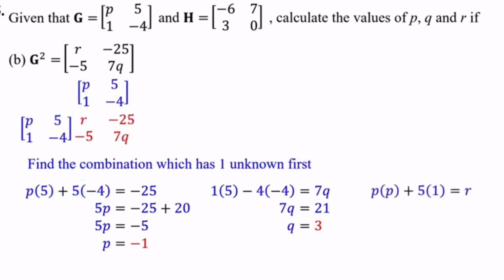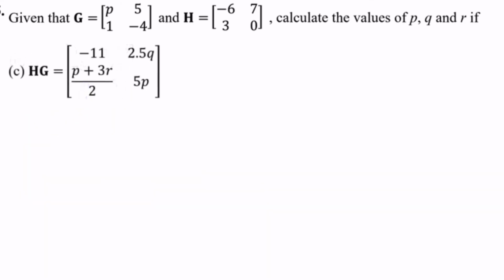p times p, p squared, plus 5 times 1 is equal to r. Then we will solve the r because we have the p, which is negative 1. So negative 1 times negative 1 plus the 5 is equal to r. So the r is actually 6. So let's proceed to C.